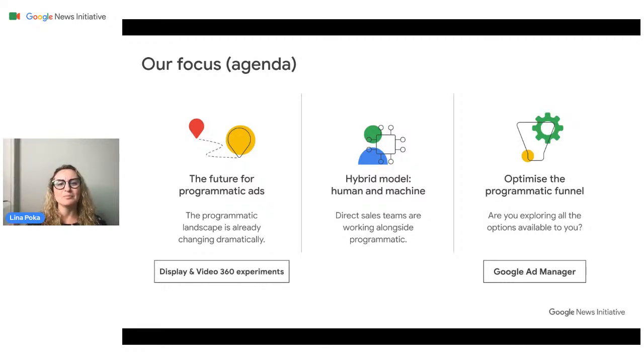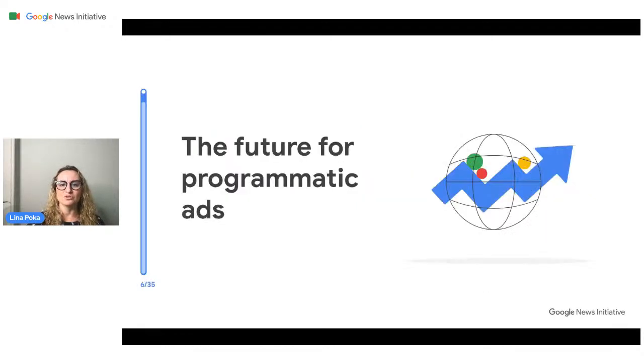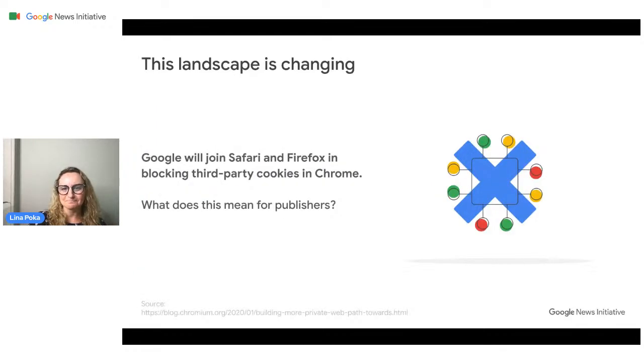I'm sure a lot of us have been hearing about this hybrid model for a while. Essentially, it's traditional human sales teams working side by side with programmatic. Our third area of focus is going to be the programmatic funnel. This is where we look at how we can know that we are getting the most out of this brand new hybrid model. We're going to be running you through some of the options and some of the different tools that we have access to. So, kicking things off with our first topic, the future of programmatic advertising.